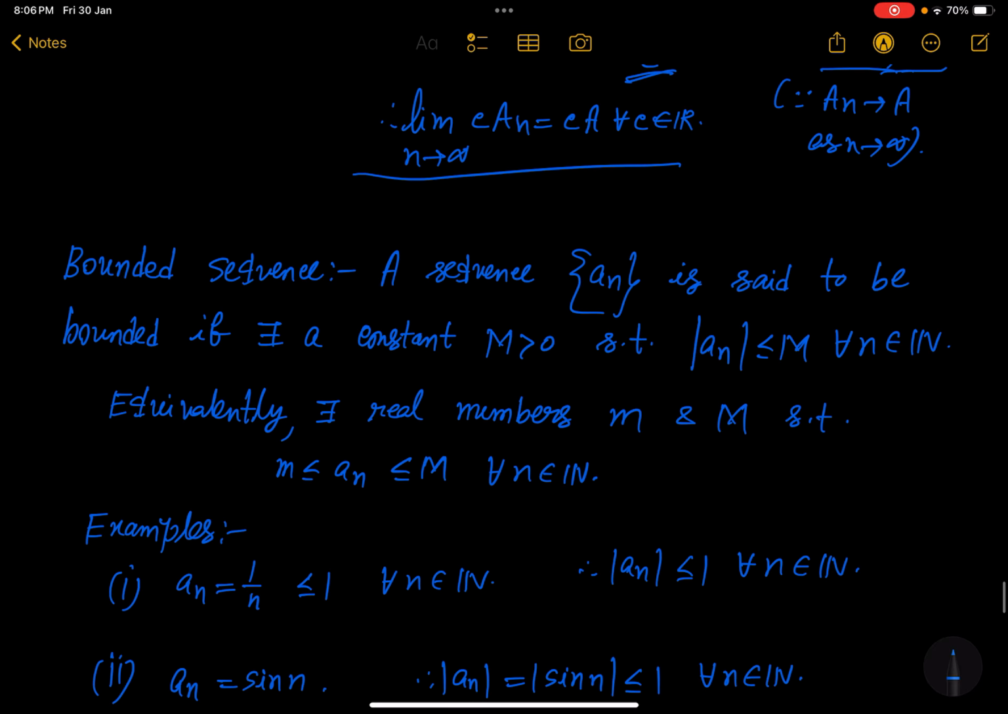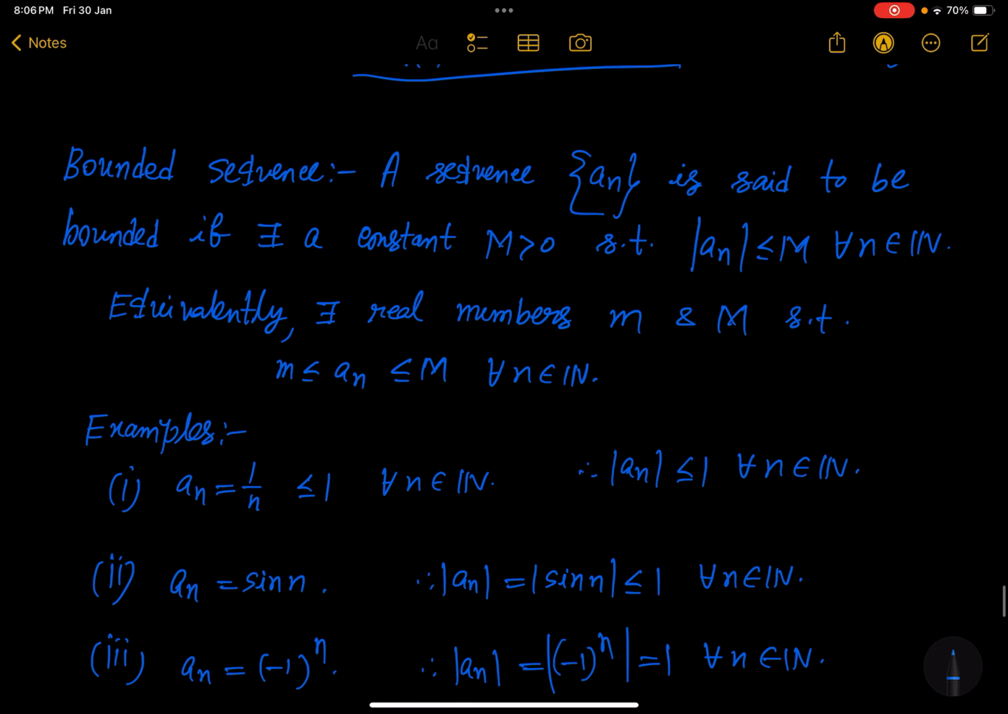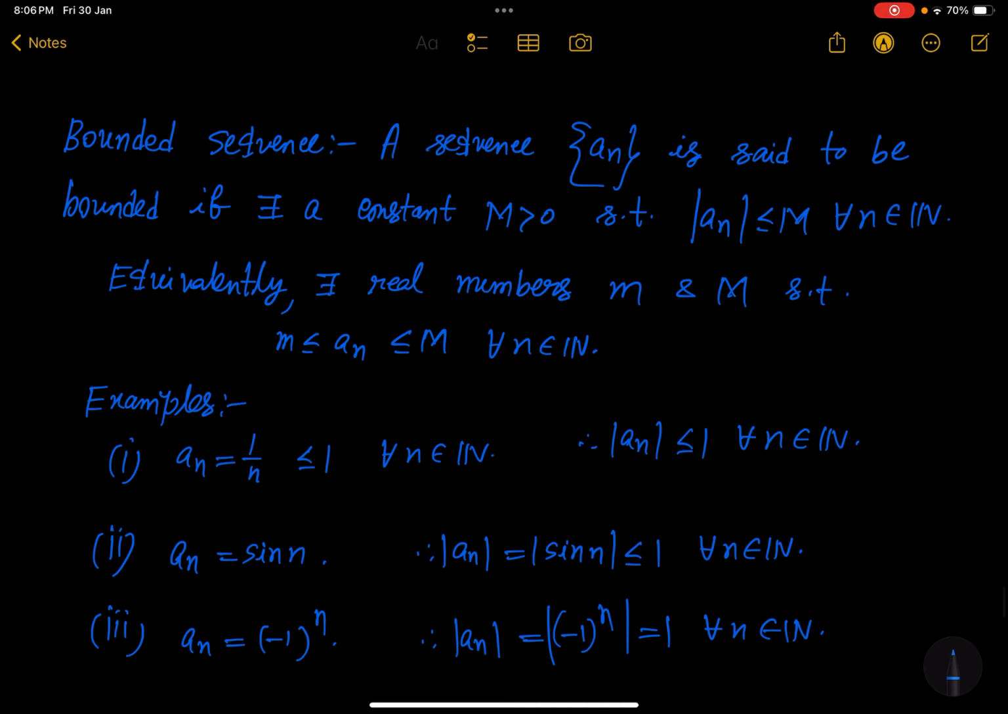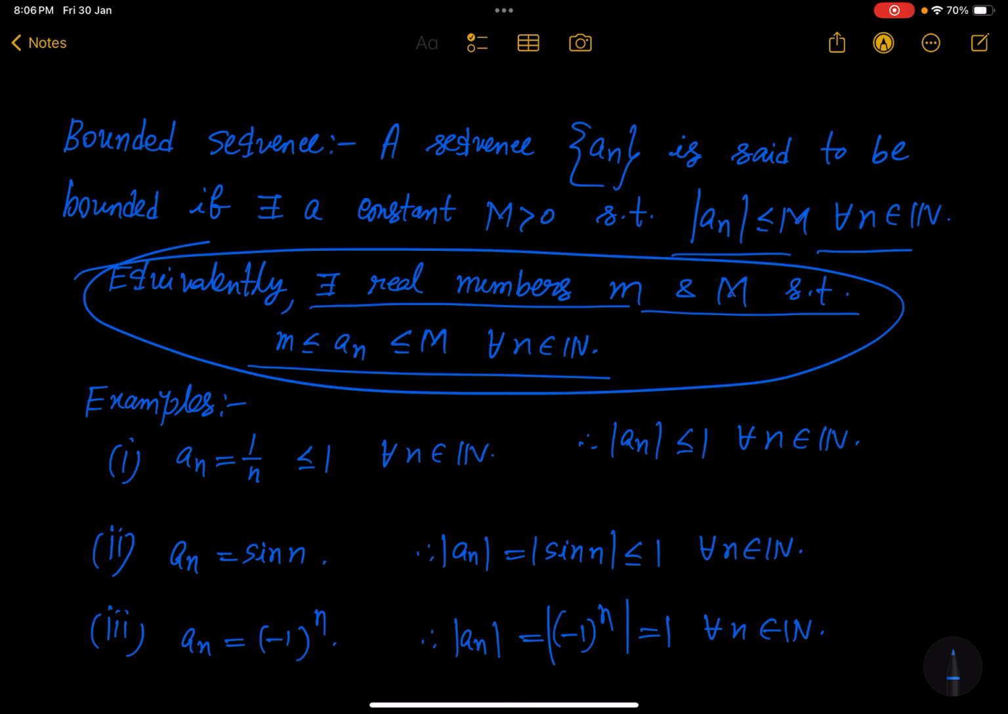Next one is this: bounded sequence. A sequence a_n is bounded if there exists a positive constant M such that mod of a_n is less than or equal to M for every n belonging to N. Equivalently, it can be proved that there exist real numbers small m and capital M such that m is a lower bound and M is an upper bound for a_n for every n belonging to N. So this is also an equivalent definition of boundedness.